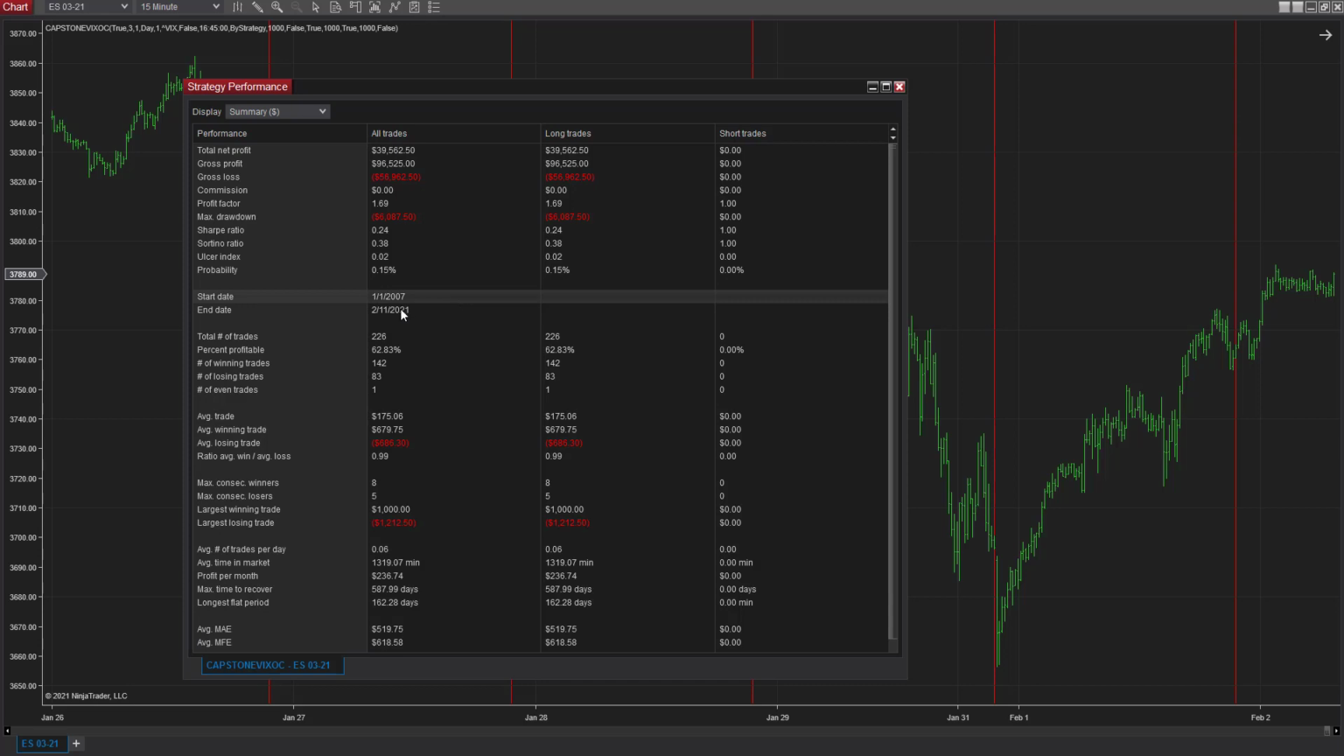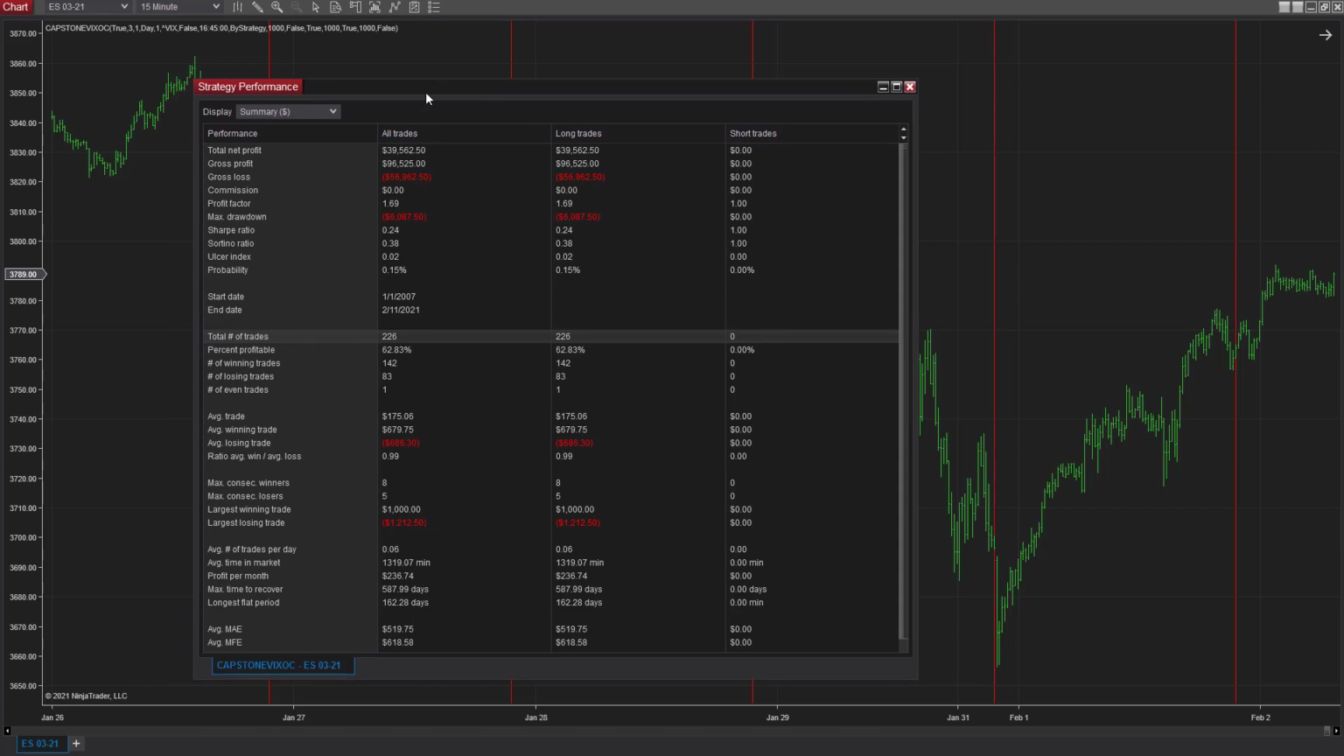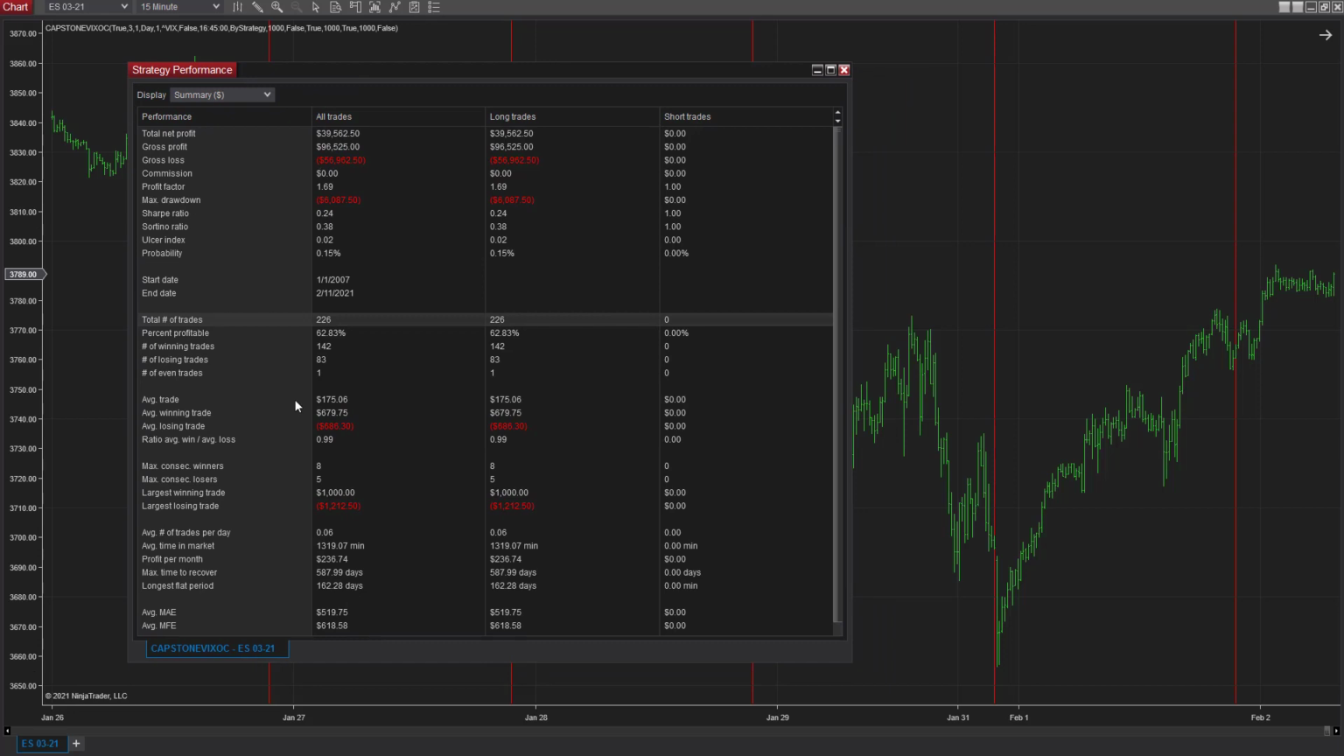This is tested back to 2007, and you see the worst case drawdown is 6,087.50. That's normal for an E-mini S&P trading system. Net profit 39,562.50, only 226 trades. We trade this in the portfolios. We group low frequency strategies together. This can be traded individually, but it is recommended to trade in a portfolio.